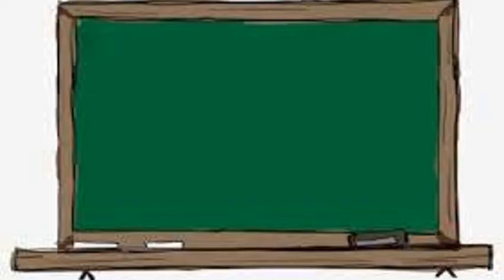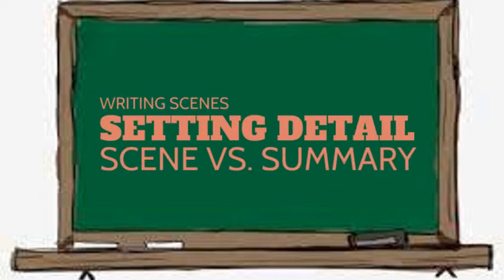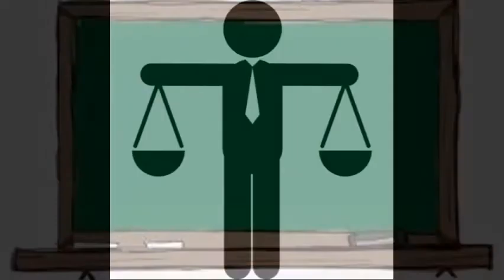Today we're going to learn a little about writing scenes, setting detail, and how to tell scene from summary. First of all, it's important to understand that all good literature has a careful balance of scene and summary.